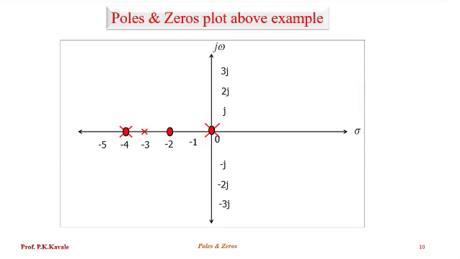So we have the five values. Okay. So this is known as a poles and zeros plot.